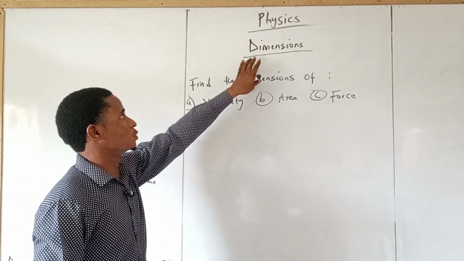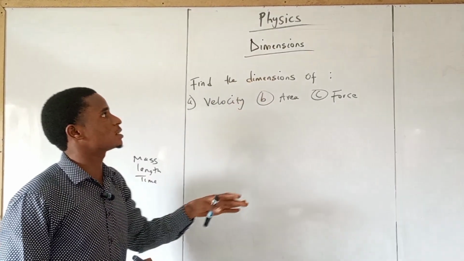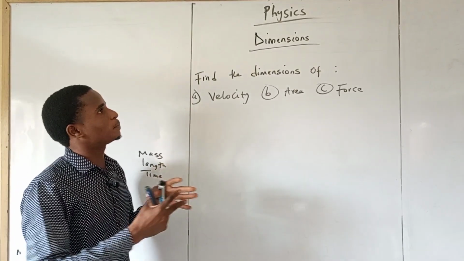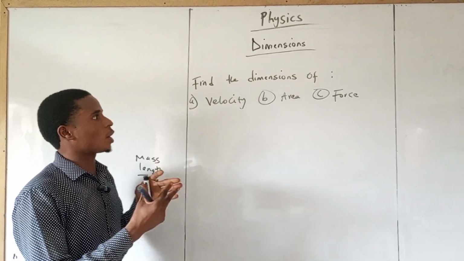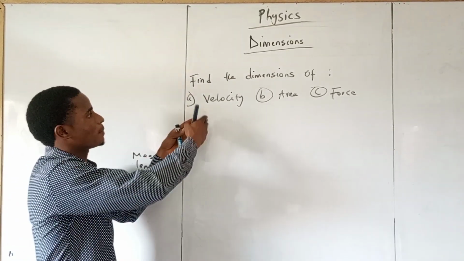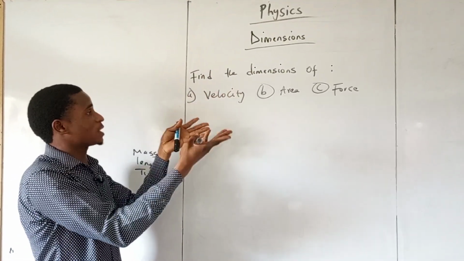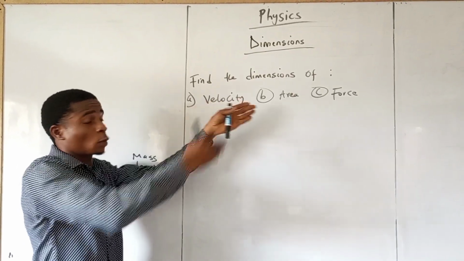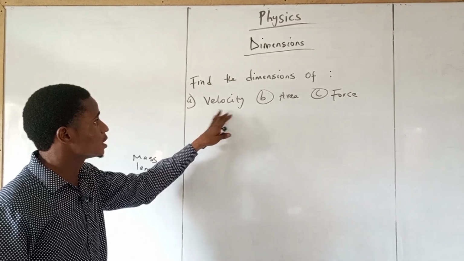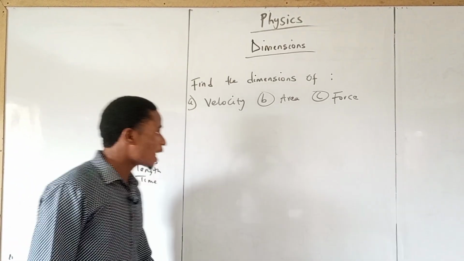Now, when you're asked to find dimension, it simply means those physical properties of those physical quantities that can be used to describe other quantities, that can be used to express quantities like these derived quantities here. Example, the velocity, area, and the force.